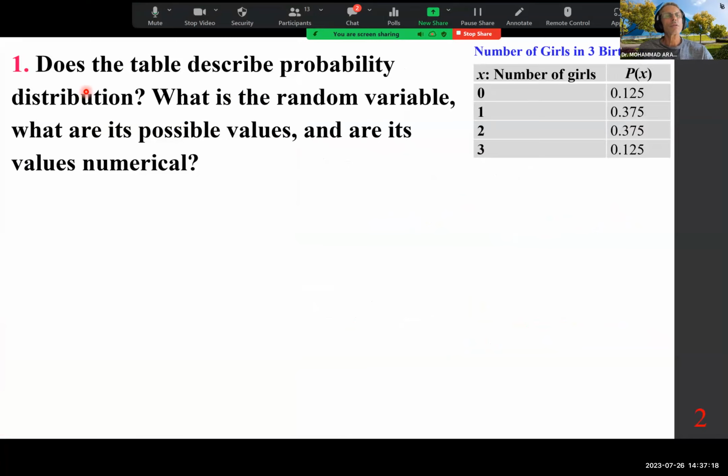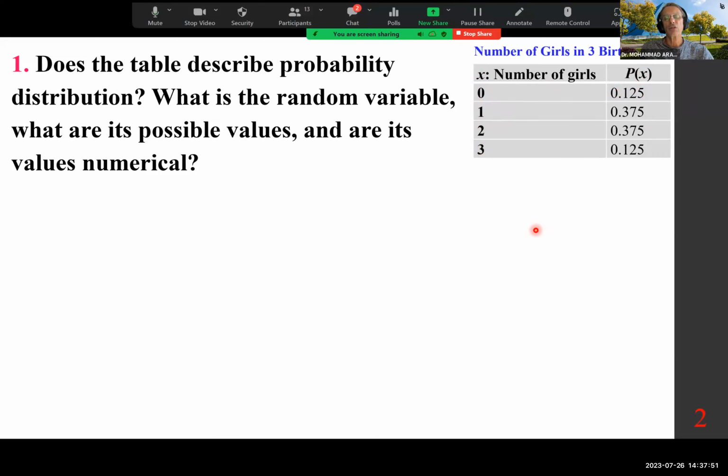Starting with the first question, does the table describe a probability distribution? What is the random variable? What are its possible values? And are its values numerical? That's really the bottom line. As you look at this one, X has the values 0, 1, 2, 3, which represent the number of gears, and P of X has numerical values.